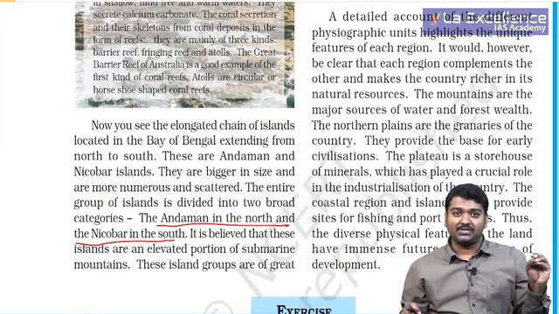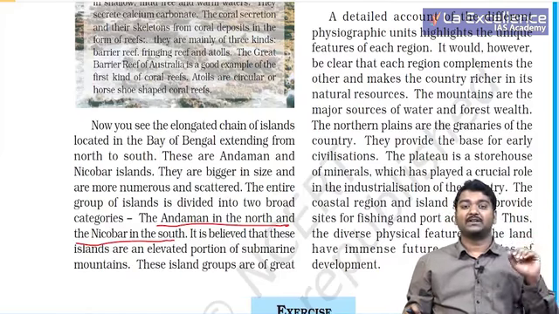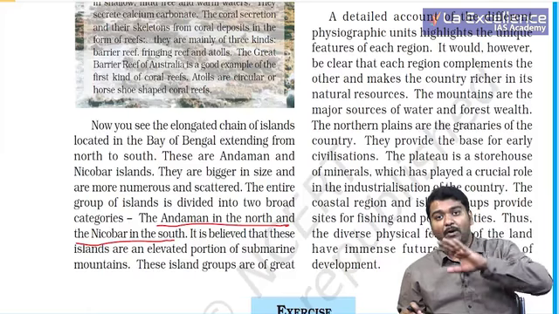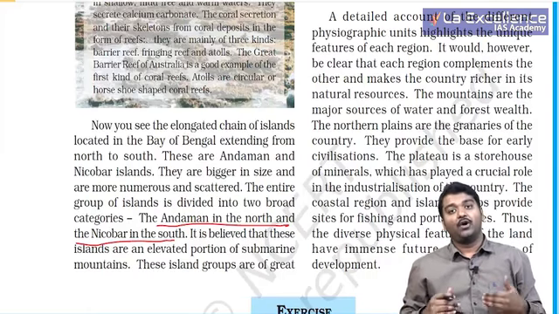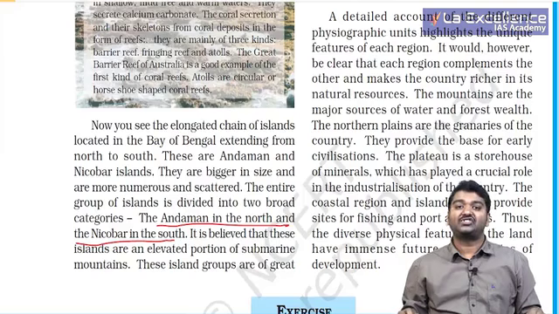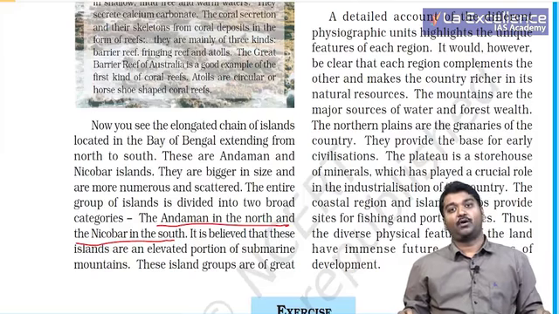UPSC has always asked you, where is Bundelkhand present, where is Malwa present? So at that point of time, it would be easy for you to locate, right? So next, let's quickly take the next chapter, which is very, very important for us.